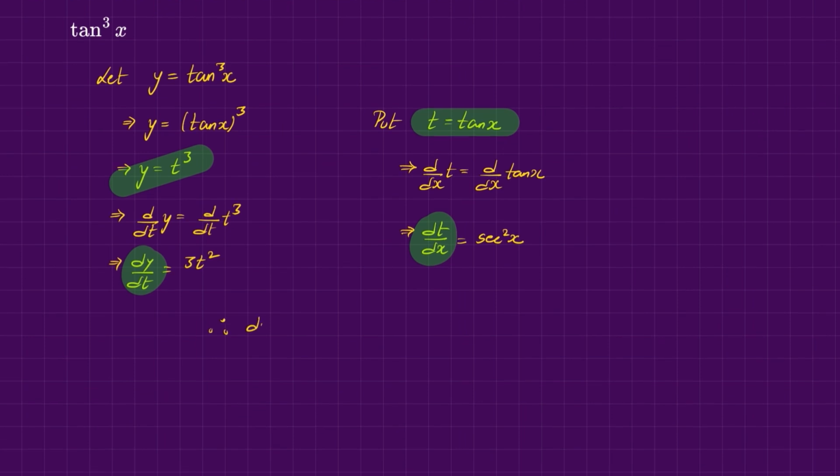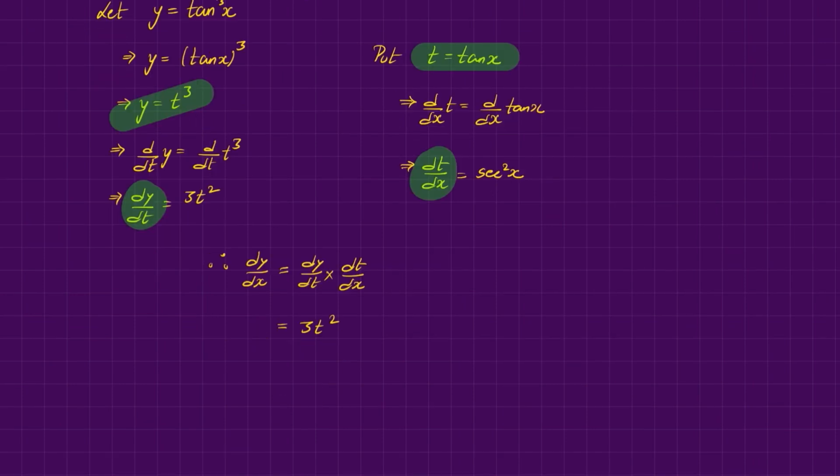Therefore, according to the chain rule, dy over dx equals dy over dt times dt over dx. So it will be equal to 3t square sec square x. Now let us replace the value of t. T means tan x, so it is tan x whole square times sec square x. So you can write 3 tan square x sec square x as your answer.